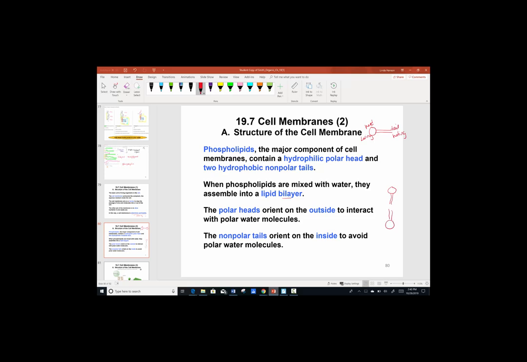As I draw this structure, if the polar heads are facing the outside environment, they are allowed to interact with the water on the external part of the cell, simply because these are polar or water loving, and therefore they have a favorable interaction. The nonpolar tails are to the inside to avoid water, because they hate water. The nonpolar tails avoid the water by pointing inside.